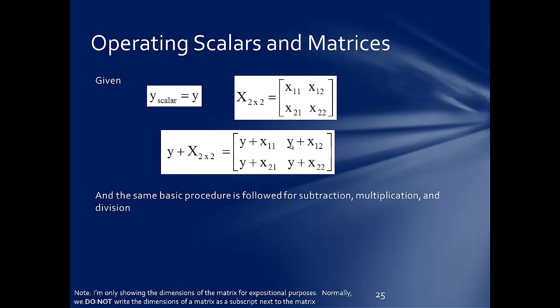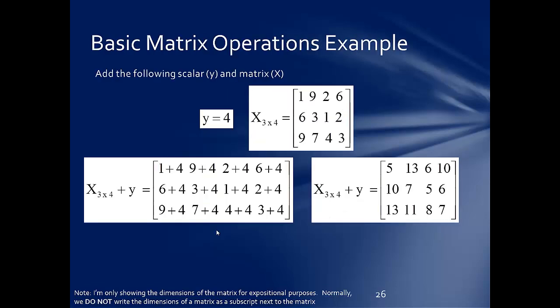Each element of the X matrix would have y added to it. This same basic procedure is followed for subtraction, multiplication, and division. So, for example, if y equals 4, and we have our 3 by 4 matrix that we've been using, then to take x plus y, you would simply add 4 to every single element in the matrix, and the matrix would retain its original dimensions.